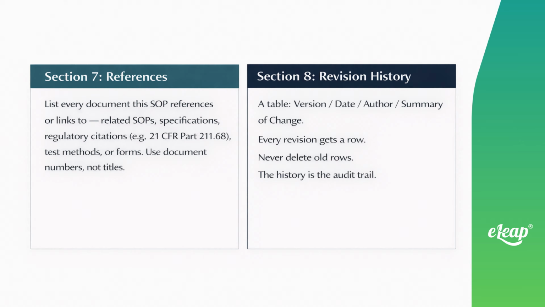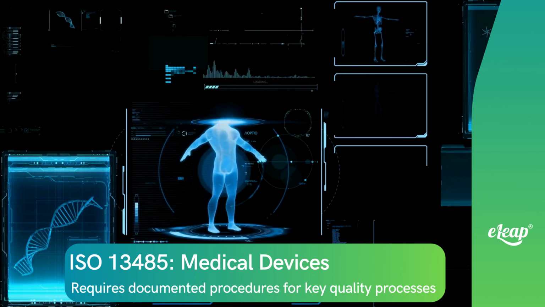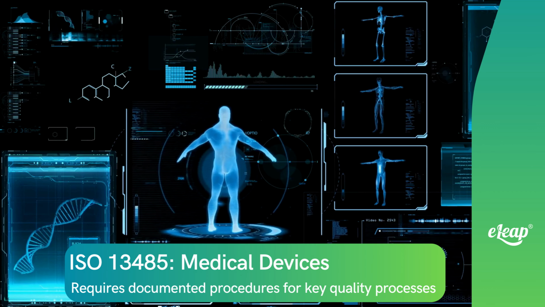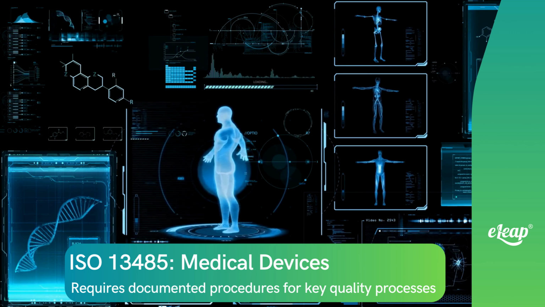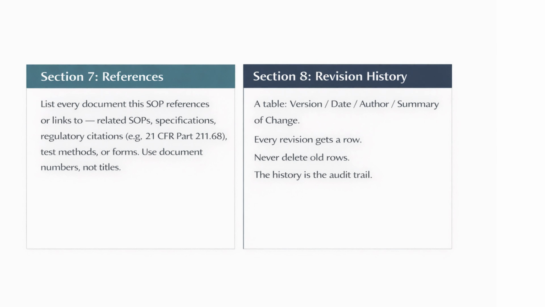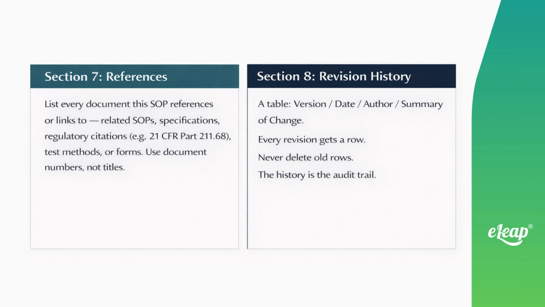Sections 7 and 8 are references and revision history. References lists every document this SOP links to: related SOPs, specifications, regulatory citations, and forms. In medical devices, ISO 13485 explicitly requires documented procedures for key quality processes. Your references section is where that regulatory linkage lives. Use document numbers, not just titles. Titles change, numbers do not.